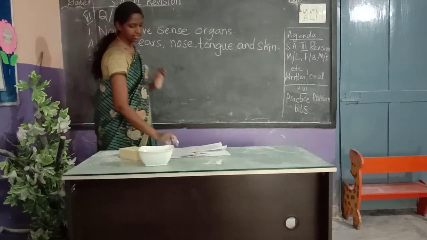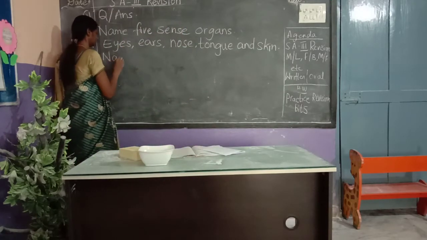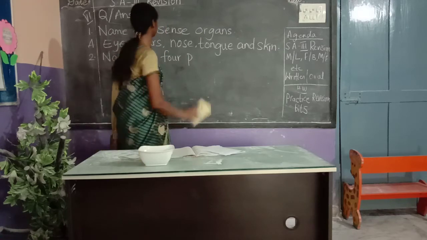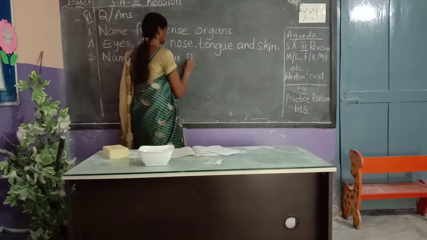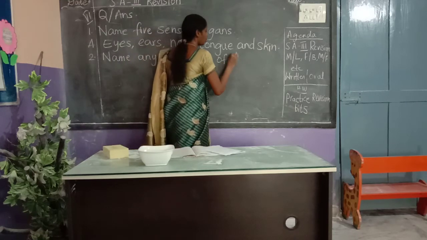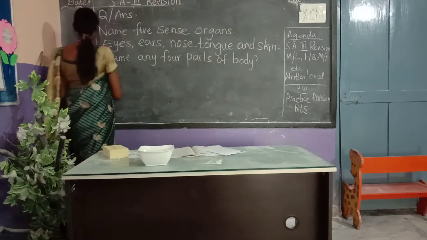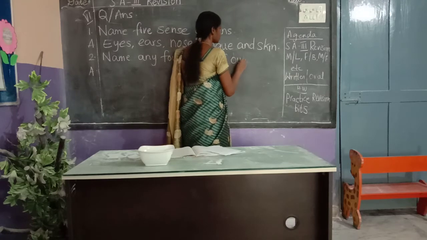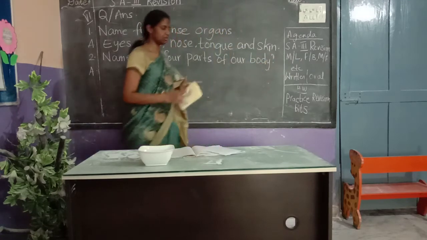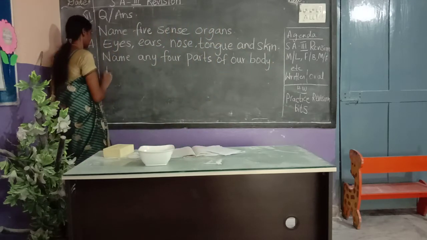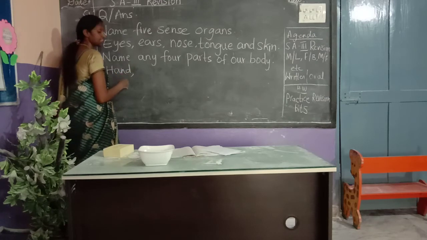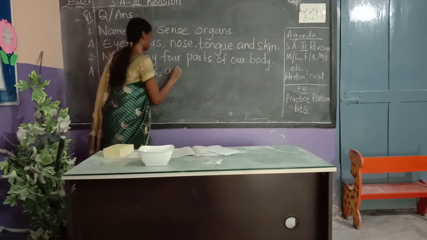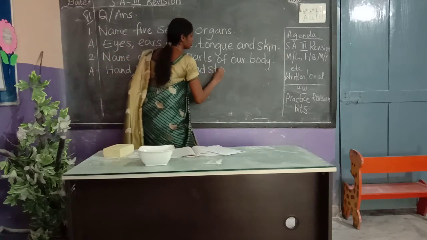Second one. Name any four parts of our body. B-O-D-Y, body. Come on, children. You can write any four. Hand. Next. Neck, N-E-C-K. Next one. Arm. And stomach, S-T-O-M-A-C-K. Very good.